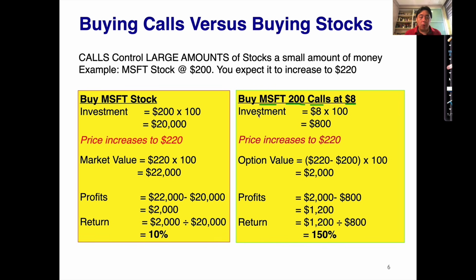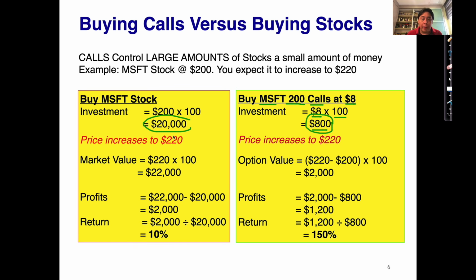So in this scenario, what is our capital outlay now? Now we only have to pay $8 times 100 shares. Again, one contract is always 100 shares. So if we buy one contract, it would cost us $800. So off the bat, you can see that with the call option, we only need $800 to control 100 shares versus requiring $20,000 to buy 100 shares. So it uses less capital.